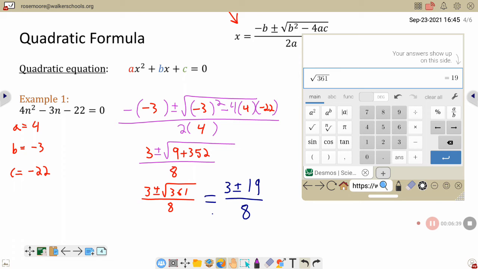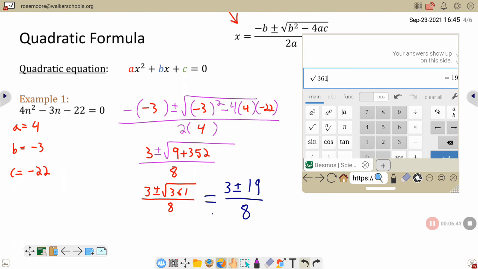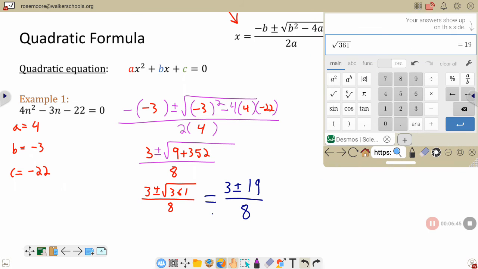If we have a number that actually reduces and is rational, that means we can actually finish a little bit more math. Once I figure out that the square root of 361 is 19, I'm going to have to add and subtract. So first I will add 3 plus 19 over 8.